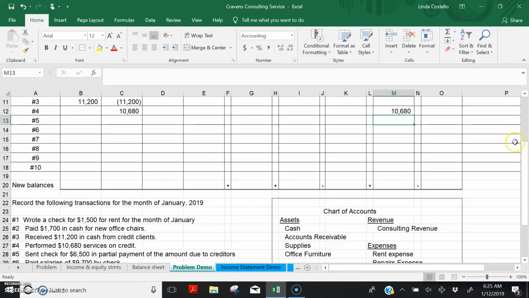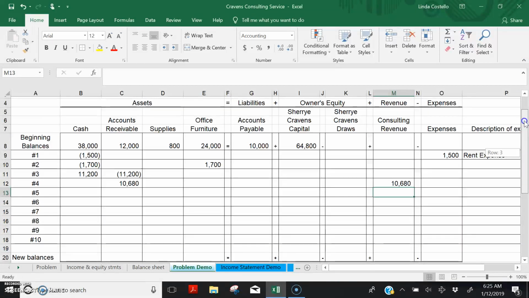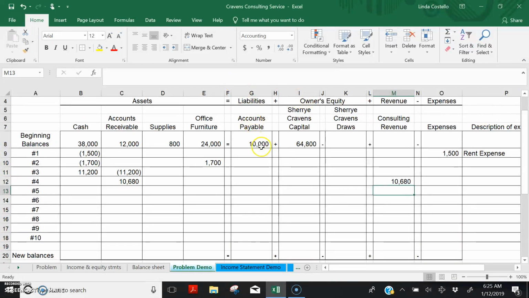Well, our creditors' balance is $10,000. We owe our creditors $10,000 before this business transaction. Now we're paying part of that bill. So we're going to decrease accounts payable. Decrease cash $6,500. Decrease accounts payable $6,500.